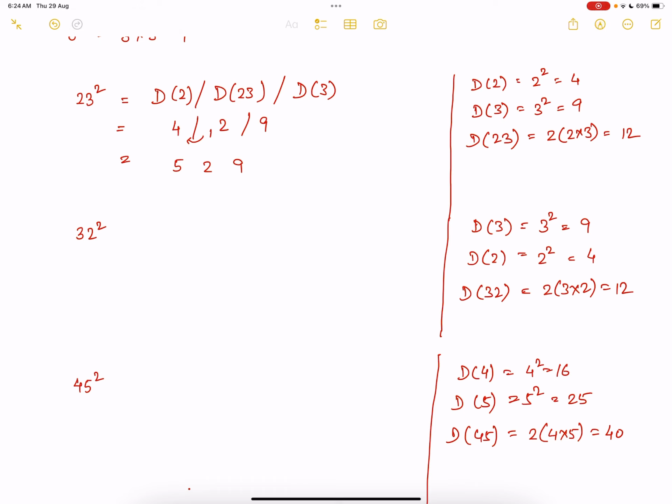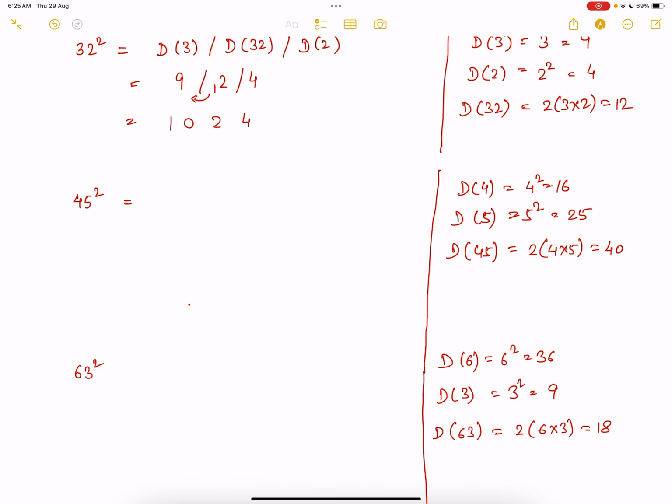Let's see 32 square. So it's a three-digit number, D3, D32 and D2. So D3 we have worked out is 9, D32 we have worked out is 12, and D2 is 4. This one gets carried over. So 1, 0, 2, 4. 9 becomes 10.